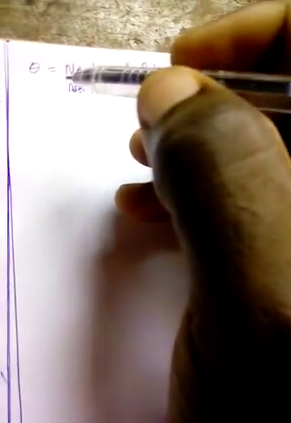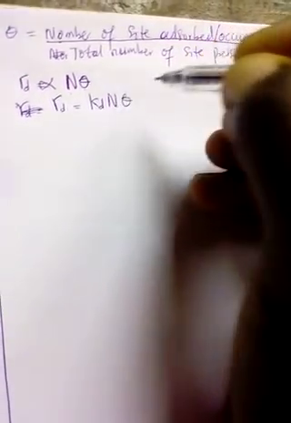So let's talk about the rate of desorption now, which is where the gas does not adsorb. Rate of desorption, RD, is proportional to N theta. N is the number of sites present, theta is the fraction of sites adsorbed. We remove the proportionality sign: rate of desorption, Rd, equals Kd times N theta.